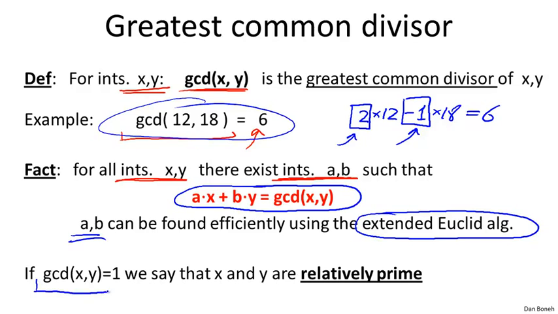Now, if the GCD of x and y happens to be 1, in other words, 1 is the largest integer that divides both x and y, then we say that x and y are relatively prime. For example, the GCD of 3 and 5, it's not difficult to see that that happens to be 1 because both 3 and 5 are prime.